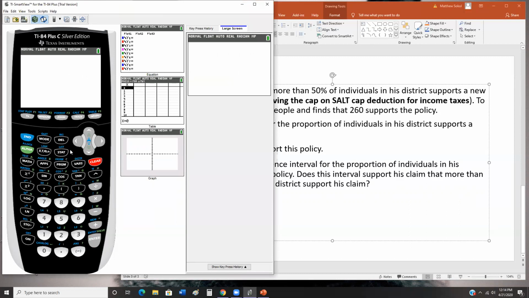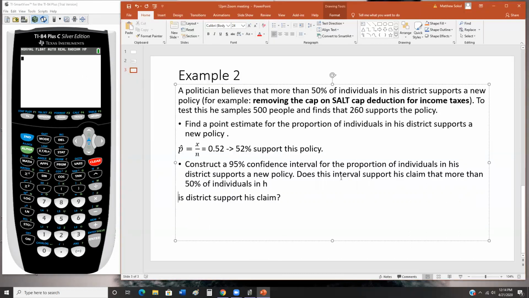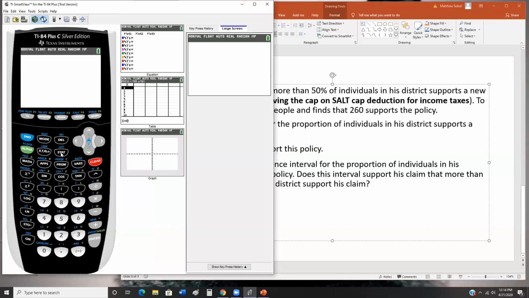I'm going to use the 1-PropZInt in my calculator. I'm going to press the stat button on my graphing calculator, go over to tests, and scroll down a little bit. It's this 1-PropZInt. You always want this one for confidence intervals for proportions. So I'm going to press enter.